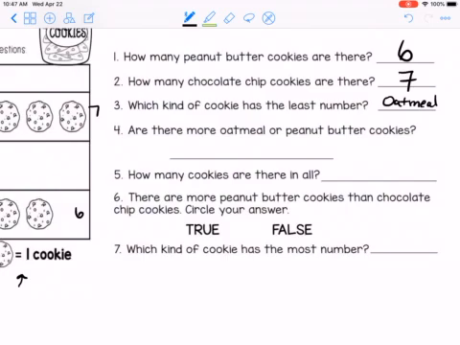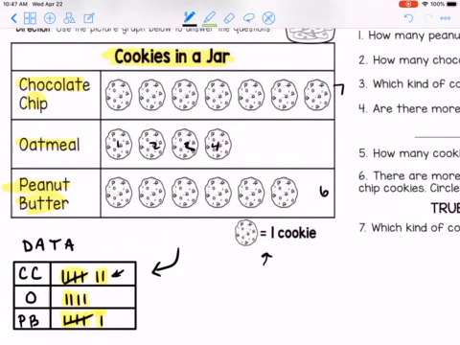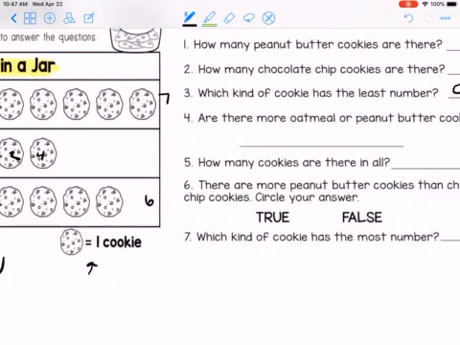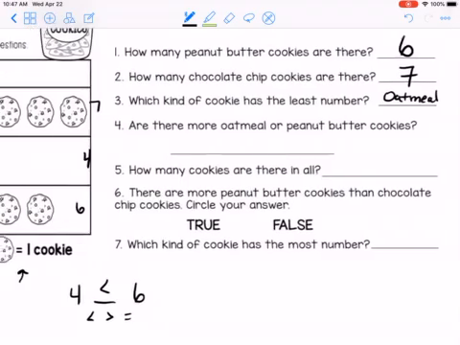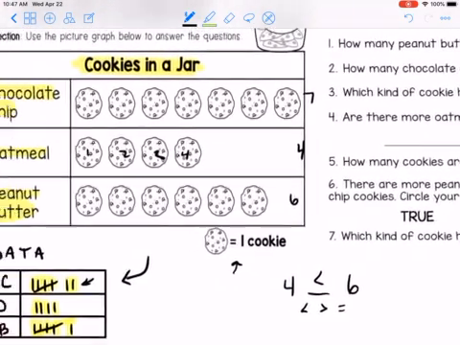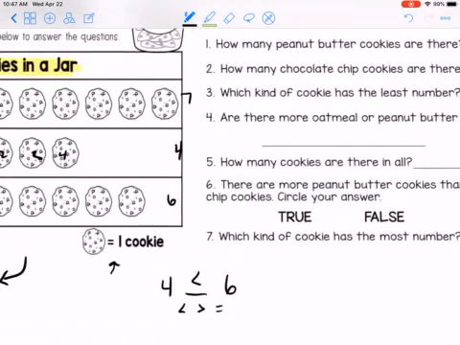Number 4, are there more oatmeal or peanut butter cookies? So we're comparing. You all have done a lot of comparing and have done an awesome job. So oatmeal has 4, peanut butter has 6. So if we were comparing 4 and 6 using less than, greater than, equal to, what would we say? Well, we would say 4 is less than 6. So we would know that there are more peanut butter.